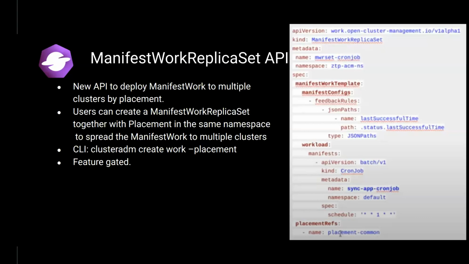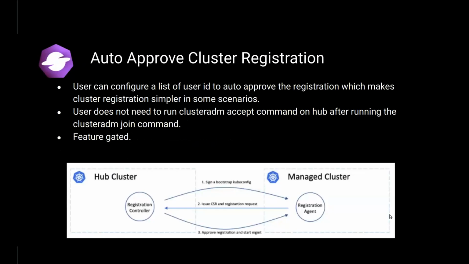So we have a cluster admin command line that you can use to try that feature. And this one is also feature gated. So you need to enable the feature gate on the cluster manager to start the manifest work replica set controllers to use that.